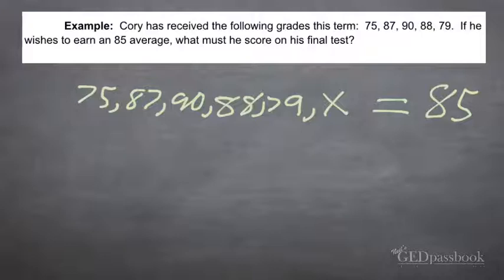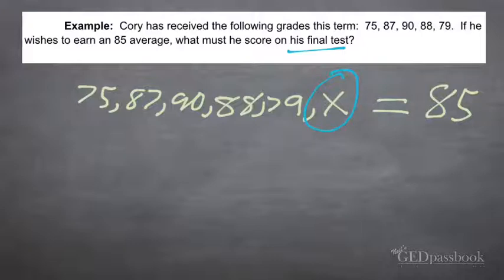Do you see that? So now the question is asking, what is the missing number? How do we know there is a missing number? Because it said, if you look here, 75, 87, 90, 88, 79, if he wishes to earn an 85 average, what must he score on his final test? So pretty much it's saying so far he has this amount. And he has one more test to go. He has one final test to go.